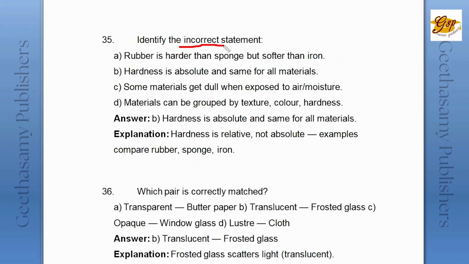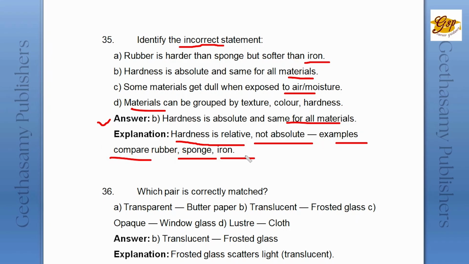And 35th question. Identify the incorrect statement. Rubber is harder than sponge, but softer than iron. Hardness is absolute and same for all material. Some materials get dull when exposed to air or moisture. Materials can be grouped by texture, color and hardness. So the incorrect statement is B, hardness is absolute and same for all. No, it's not same for all. Hardness is relative, not absolute. Example, compare rubber, sponge and iron. Right? It is relative, it is not absolute.